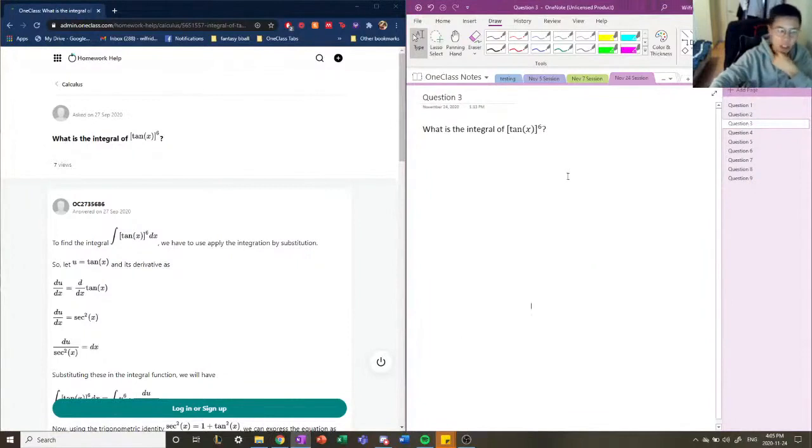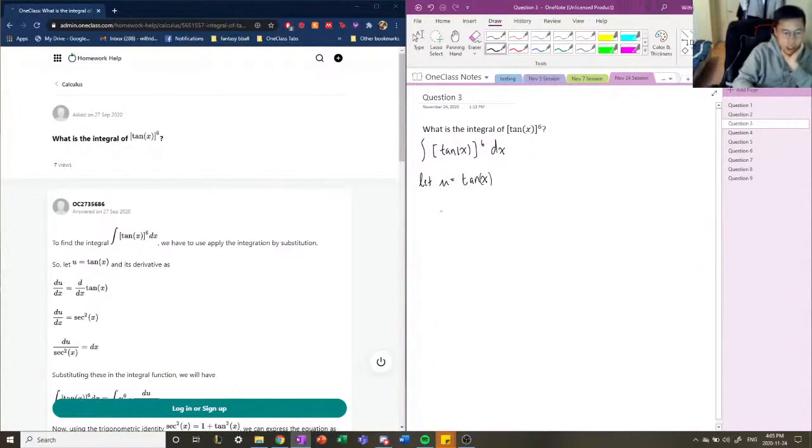So to calculate this integral, let me write it down first. We're going to use a technique called substitution. We're going to take our variable u and substitute it into our integral to make it simpler to solve. So the integral of tan x to the power of 6. Let's say let u equal tan x.